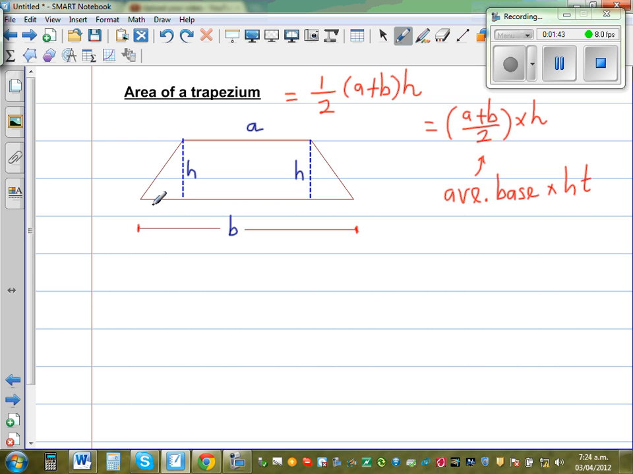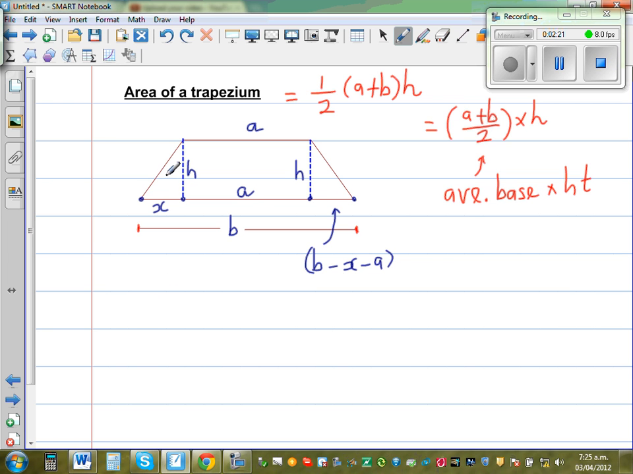Now, if I call this length from here to here x, and if this is a, this will also be a. So let me write a here. This whole thing is b, this is x, and this is a. So this part would be b minus x minus a. I hope you understand. This total length minus these will give you this.